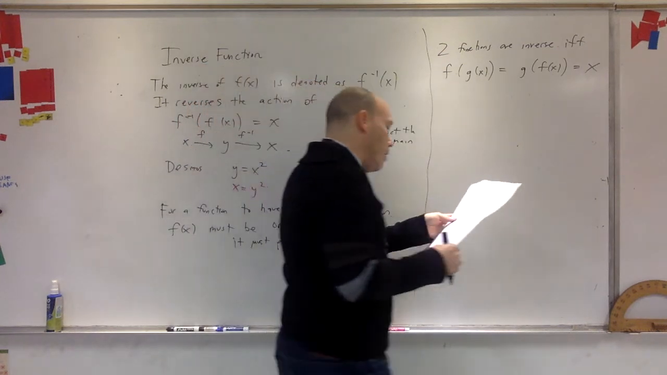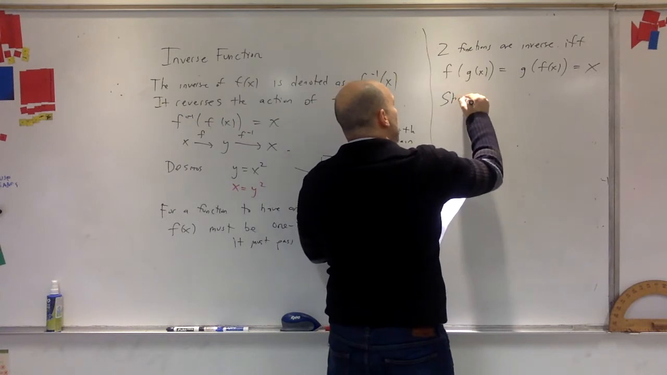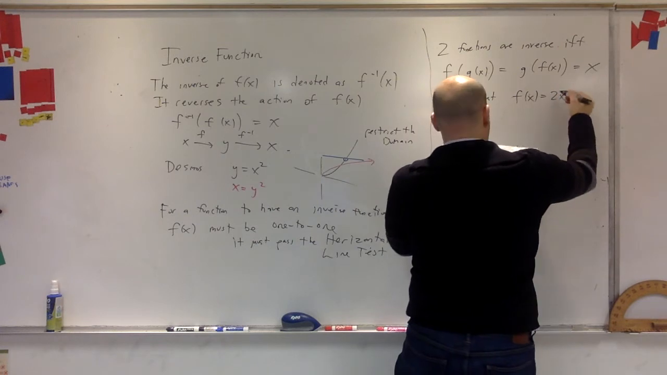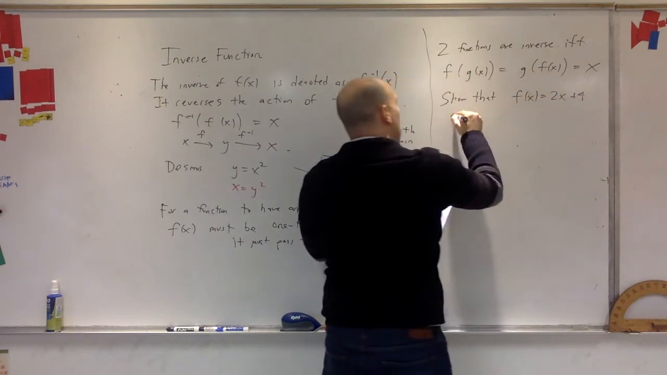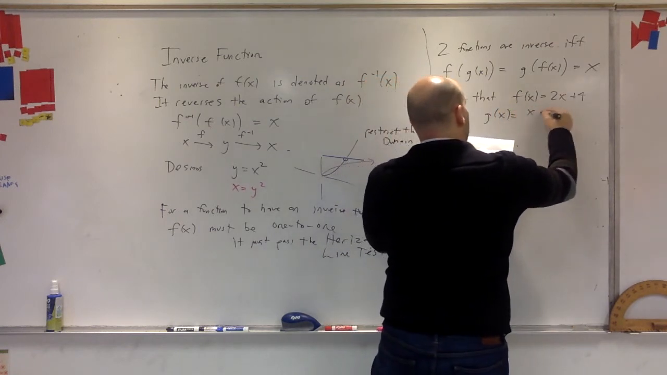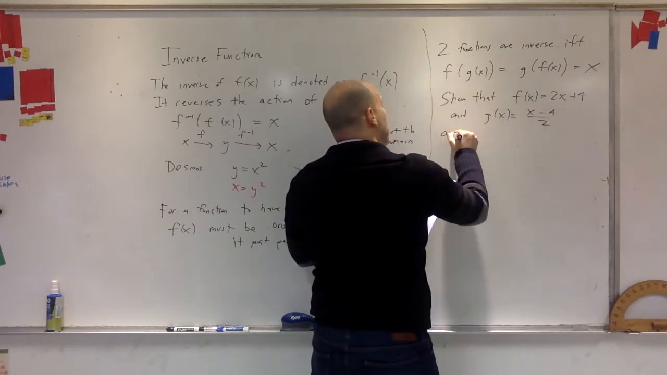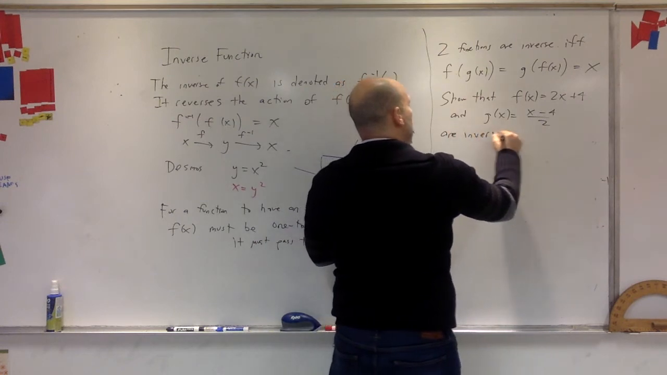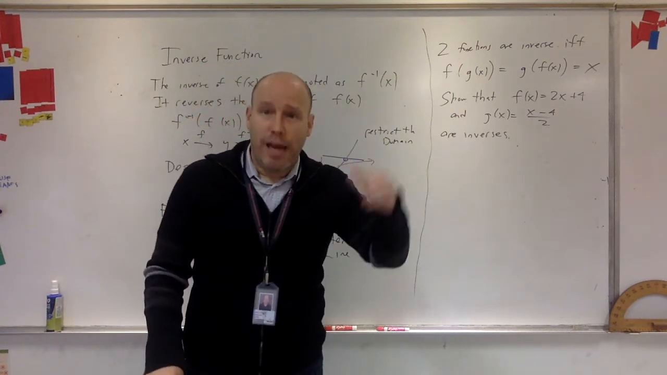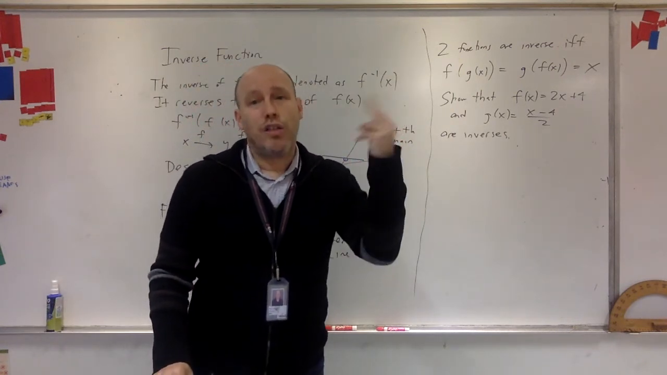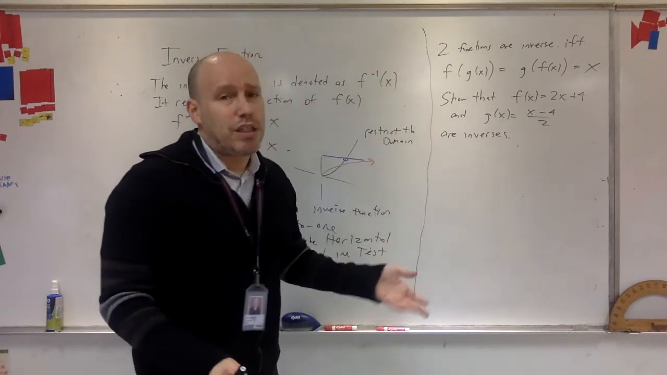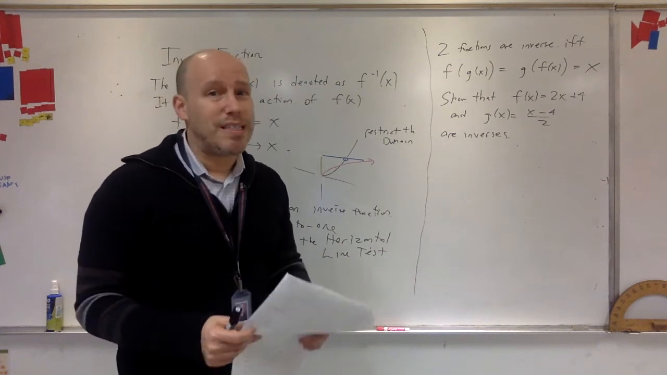So for example, show that f of x equals 2x plus 4, and g of x equals x minus 4 divided by 2 are inverses. You might have taken a class where you were told to pick a function, switch the x and the y, solve for y. Let's hold off on that for a second. The idea is we have two functions. Let's use the lessons from the composite functions to determine if this is an inverse.